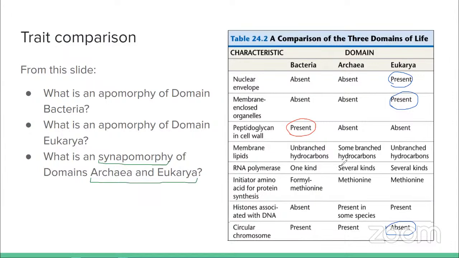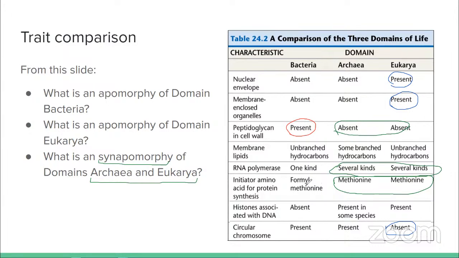So we have several kinds of RNA polymerase here. Do you see anything else? Yep. So just the opposite of that in bacteria, apomorphy. Anything else? This thing? Yeah. So we also see that the initiator amino acid when we're making proteins in archaea and eukarya is the same. It's methionine.